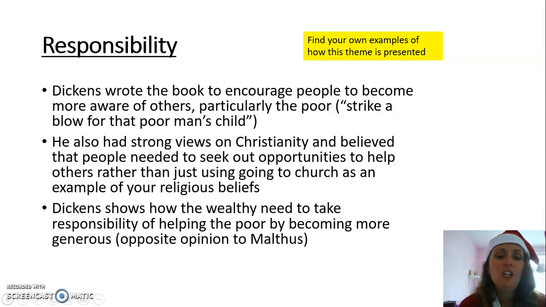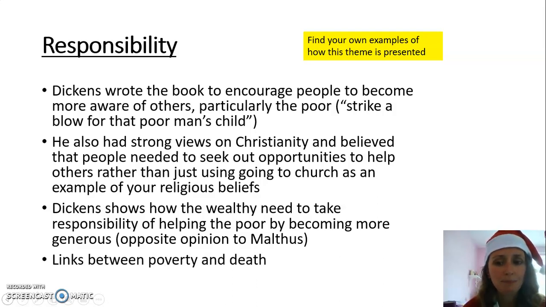And what he does here is he shows how the wealthy can help the poor by taking that responsibility, by becoming more generous, and this is the opposite opinion to Malthus, which is what I went through in the first lesson. You've also got those links between poverty and death, as seen in Tiny Tim, when Scrooge starts feeling responsible for the people. Ultimately, you could argue that the pay rise that he gives Bob Cratchit means that Tiny Tim won't die. So we've got those links between poverty and death too.